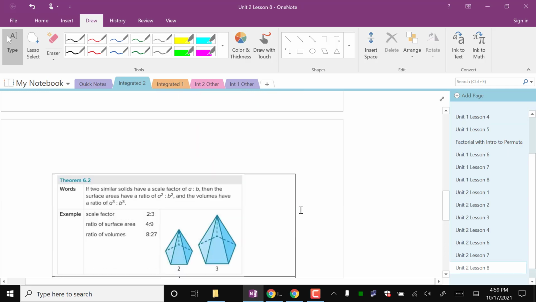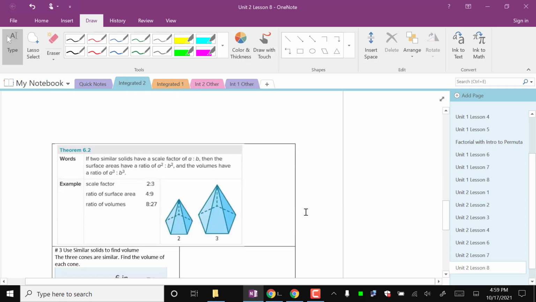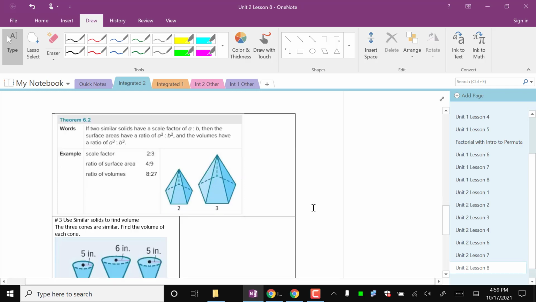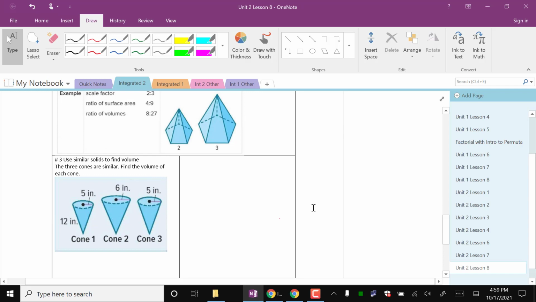We have another theorem, theorem 6.2. It says if two similar solids have a scale factor of a to b, then the surface area has a ratio of a squared to b squared, and the volume has a ratio of a cubed to b cubed. So we're going to use that idea to solve number 3.